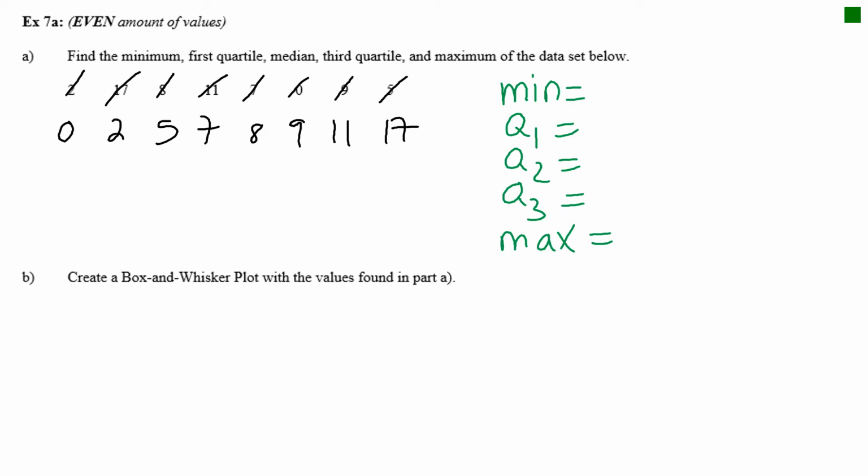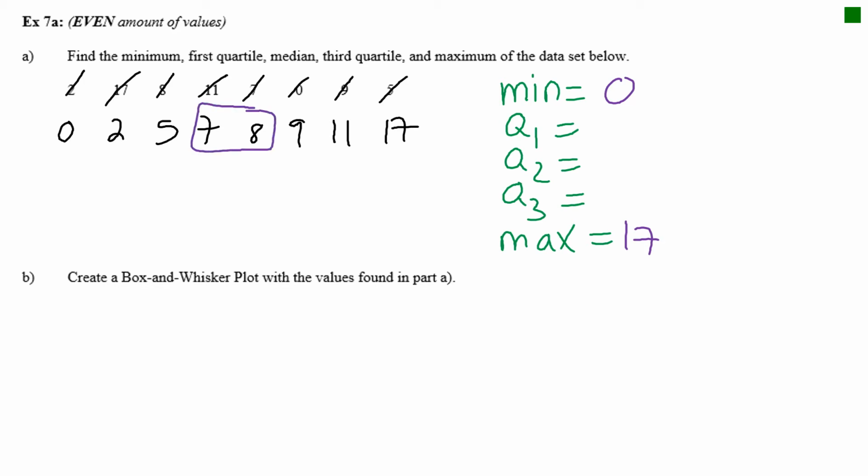Again, the easiest one to calculate would be the minimum, which is the one all the way to the left, the smallest. Your maximum is the biggest, the one all the way to the right, 17. Q2 is the median of the entire data set. Cross out 0, 17, cross out 2 and 11, cross out 5 and 9, and you have 7 and 8 in the middle.